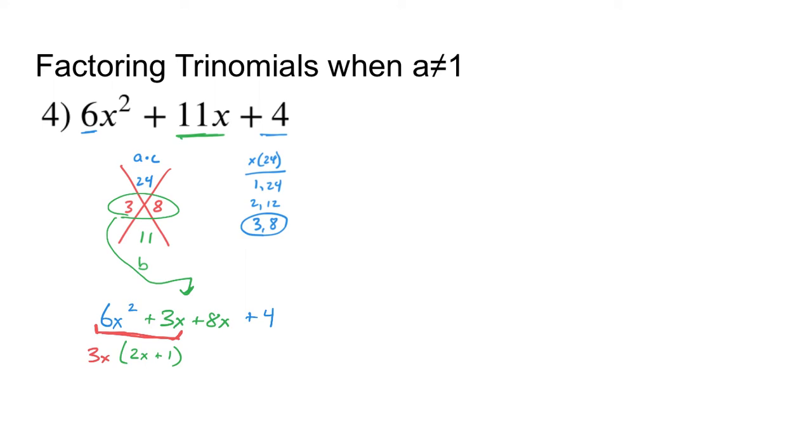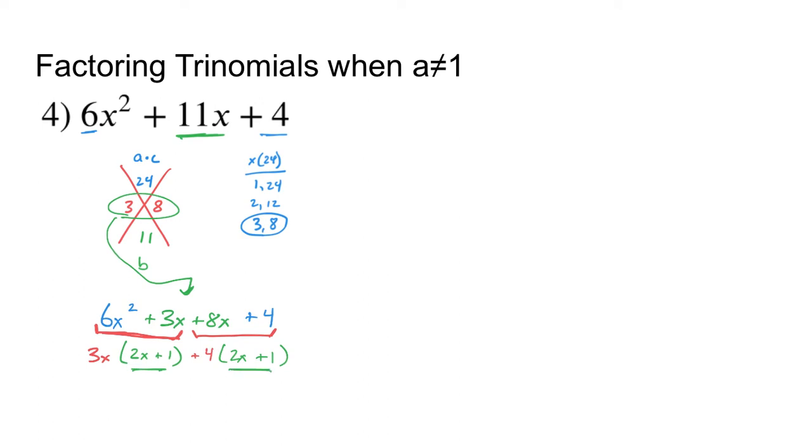I'm going to repeat this process with the second two terms, so that 8x and that 4. And I'm going to say, what do they have in common? What's the GCF? The GCF of positive 8x and positive 4 is positive 4. And if I factor out the GCF, what am I left with? I'd be left with 2x plus 1. If you notice, the 2x plus 1 is the same in both of those.